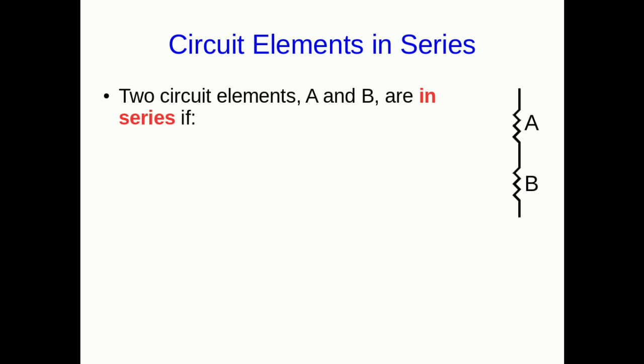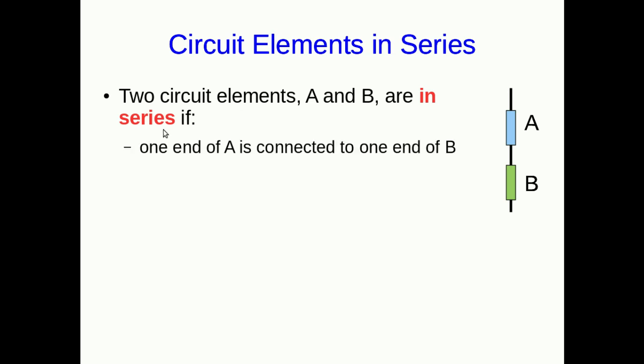So the first one is what's called in series. So here are two resistors, A and B, but I don't want to be specific to resistors. I want to talk about any circuit element. So these could be a battery and a resistor, or two batteries, or a battery and a capacitor, or just anything. So I'm just going to use these two colored boxes to represent two circuit elements. I don't care what they are.